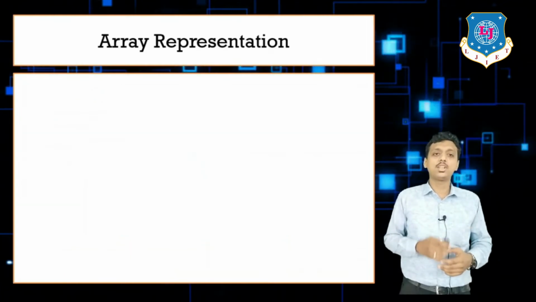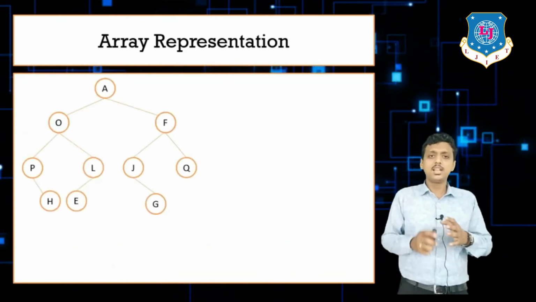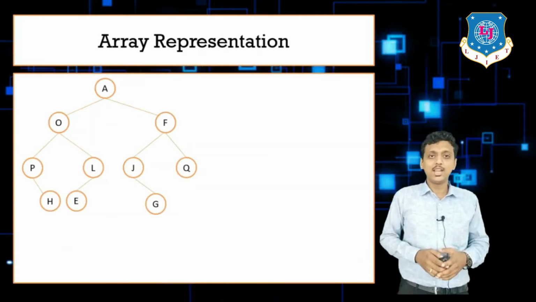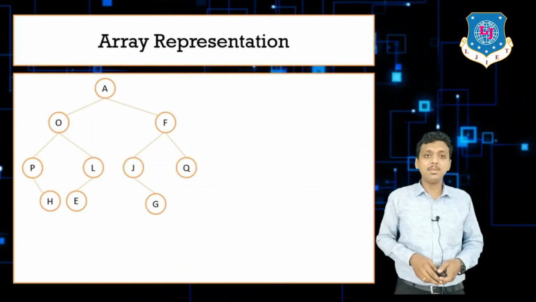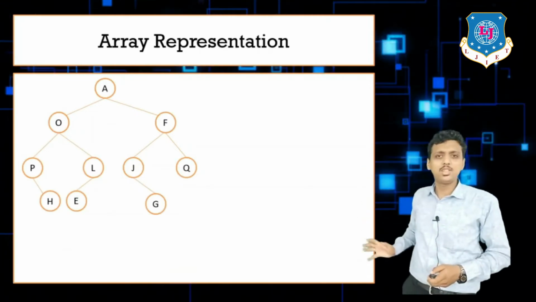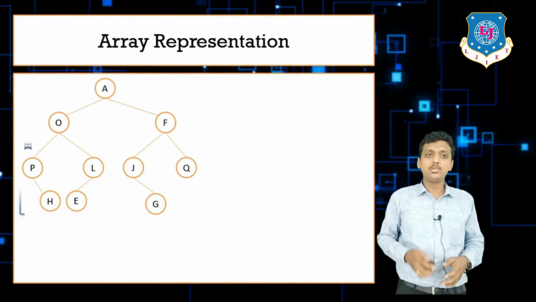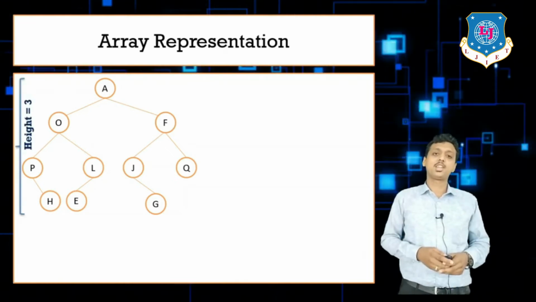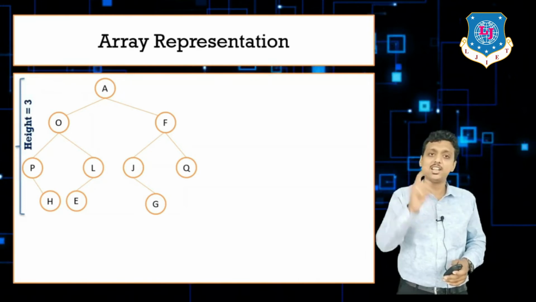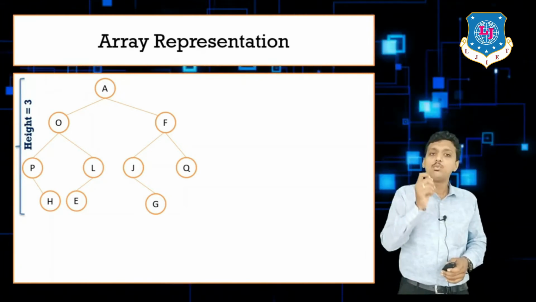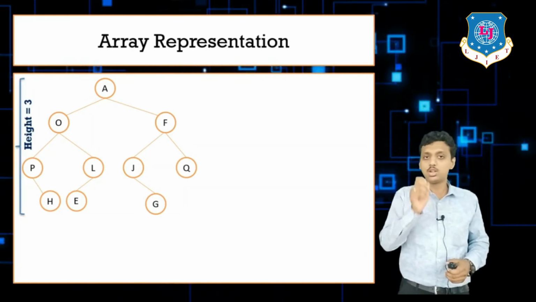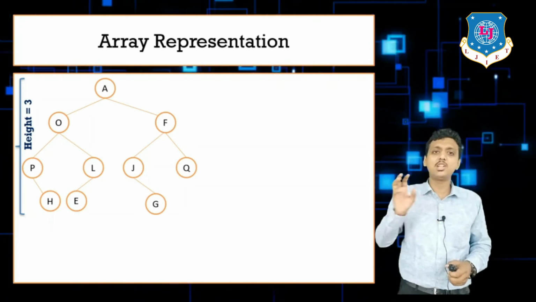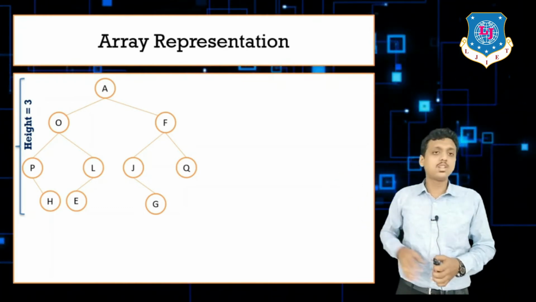Another example for the array representation. So here is a little bigger tree for you. Now can anyone tell me exactly what the height of this tree is? Okay, so the height of this tree is 3. Now once again another question for you students: how many elements can we store in a tree whose height is 3?